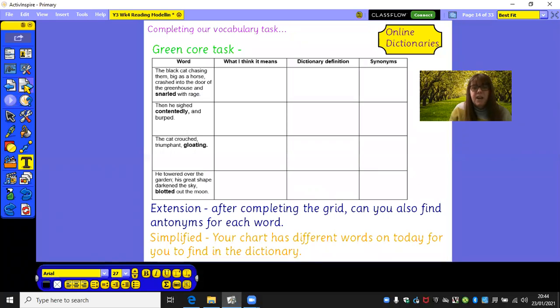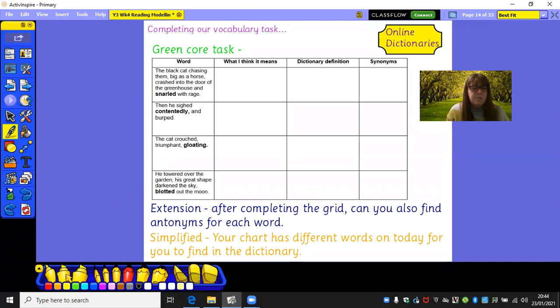Okay, your turn then. Using the online dictionary if you need to, or a dictionary from home, I'm going to complete the vocabulary task today. Green core task, you have got 4 sentences in your grid with the 4 keywords having been put in bold. They are snarled, contentedly, gloating, and blotted. I'm going to find them in the text and think about what it means. Use the dictionary to find a definition and produce a synonym if necessary, a synonym that's necessary to put in that same sentence that would mean the same thing.